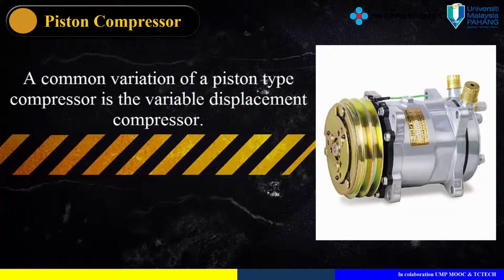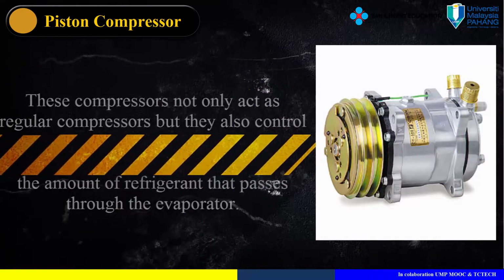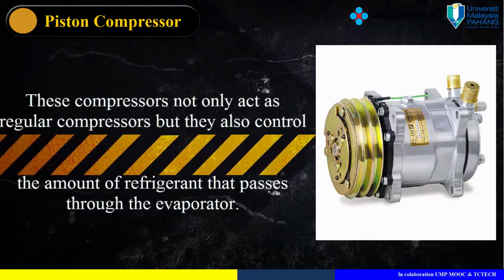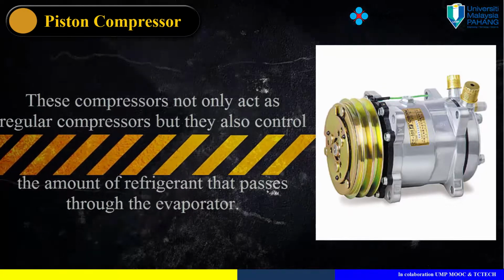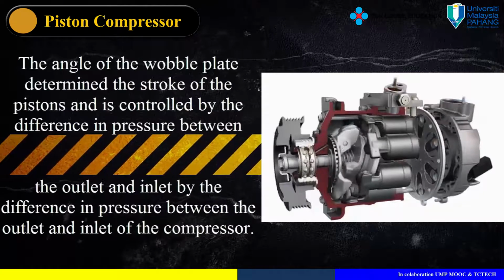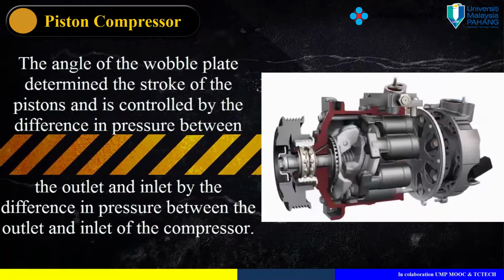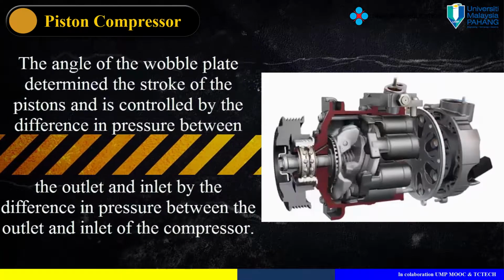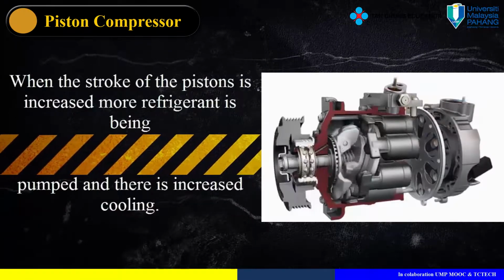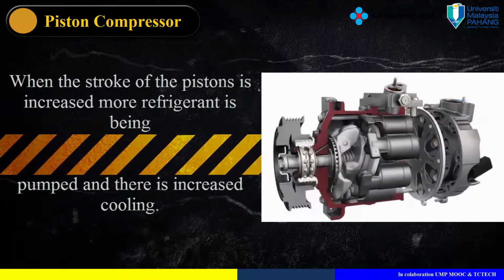A common variation of a piston-type compressor is the variable displacement compressor. These compressors not only act as regular compressors, but they also control the amount of refrigerant that passes through the evaporator. The pistons are connected to a wobble plate. The angle of the wobble plate determines the stroke of the pistons, and is controlled by the difference in pressure between the outlet and inlet of the compressor. When the stroke of the pistons is increased, more refrigerant is being pumped, and there is increased cooling.